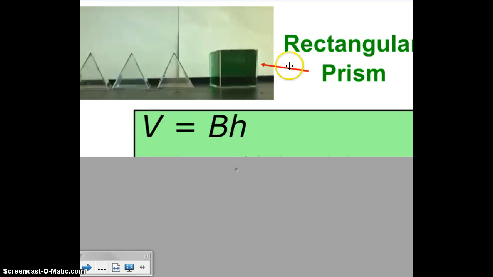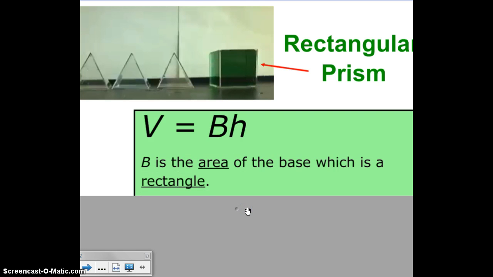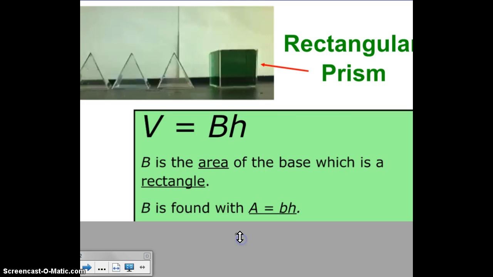So when we have the volume of a rectangular prism, remember that was our first shape here. We have to find the area of the base, which is also known as the capital B. So the capital B is the area of a base, and in this problem, it's a rectangle. To find the area of a rectangle, we take base times height. This formula for area of the base can be found in the formula section of your reference material.